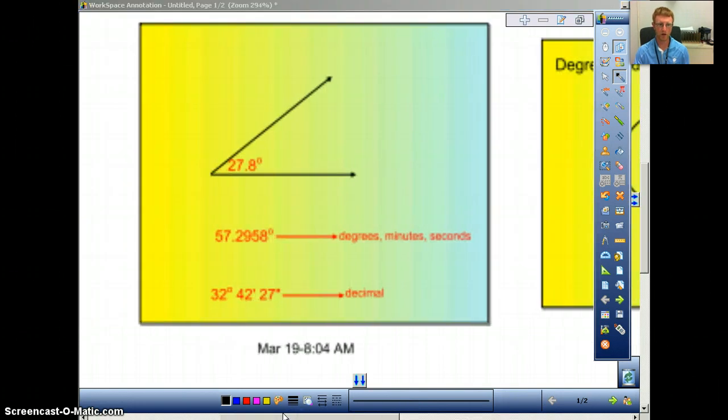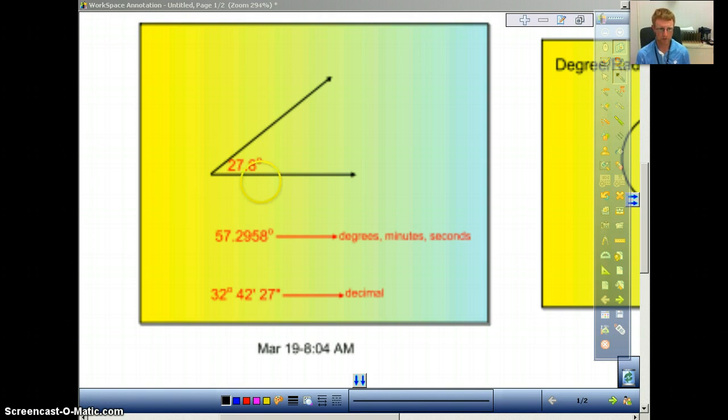The next slide is just so you are familiar with what angles look like. All this is doing is showing you how we label an angle. It means that this angle right here is 27.8 degrees. So what does this mean? Well, how are we going to deal with this? What we need to understand is that 27.8 degrees can also be written differently. What I want you to think about is hours, minutes, and seconds. Degrees work the exact same way.